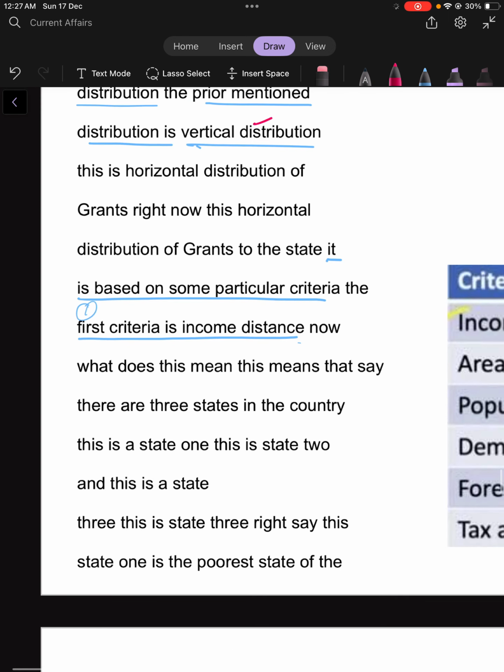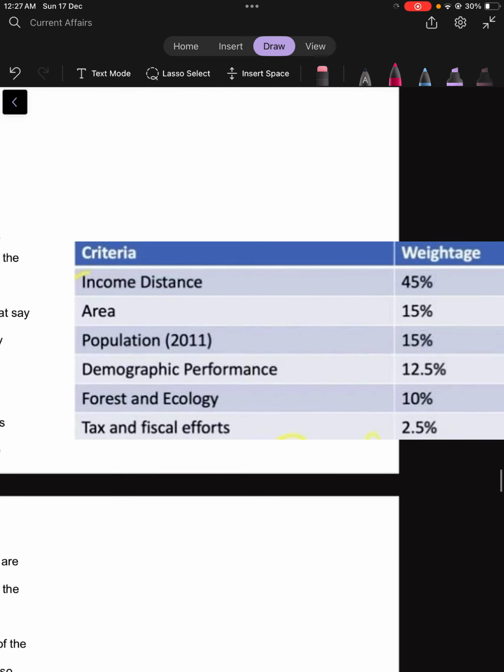So this distribution is based on particular criteria. First criteria is income distance. The second is area, 15%, population according to the 2011 census, 15%, demographic performance, 12.5%, forest and ecology, 10%, tax and fiscal efforts, 2.5%.